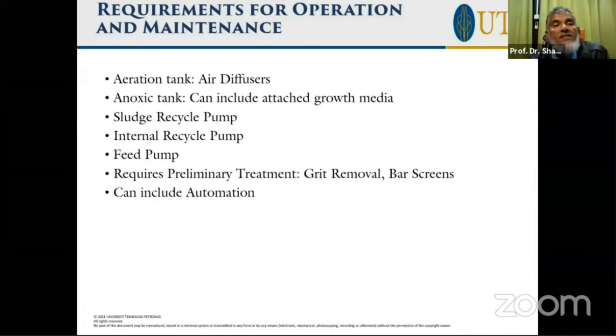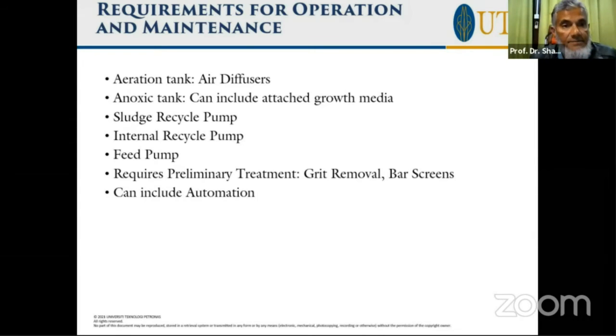For the maintenance requirements, you basically need air diffusers and the anoxic tank. You can also include attached growth media in the aeration tank as well. You need a sludge recycle pump, internal recycle pump, and the feed pump, and you may require grit removal and a bar screen prior to using this system. And you can include an automation system, a SCADA system.